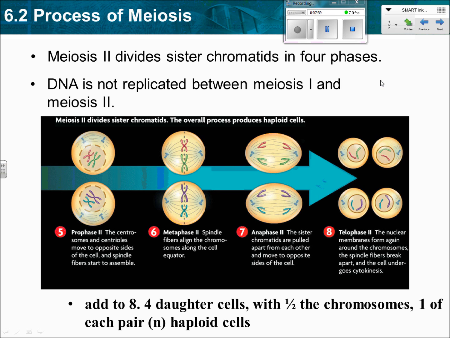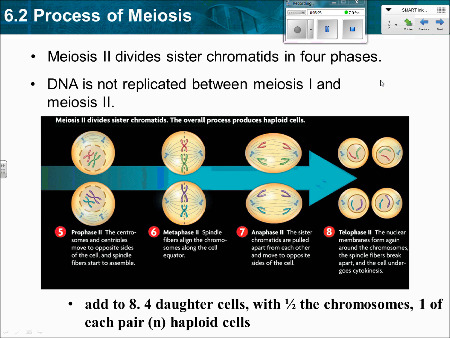Okay, 7. What's this one called? Anaphase 2. Remember, it looks like a capital A kind of. And then the last one, telophase 2. Okay, this is different than mitosis. How many cells did we end up with? 4. How many do we end up with in mitosis? 2. Right? Let's add this to number 8. We end up with 4 daughter cells with half the chromosomes, 1 of each pair, so now it's just N. They're haploid cells. Write that all down in number 8.